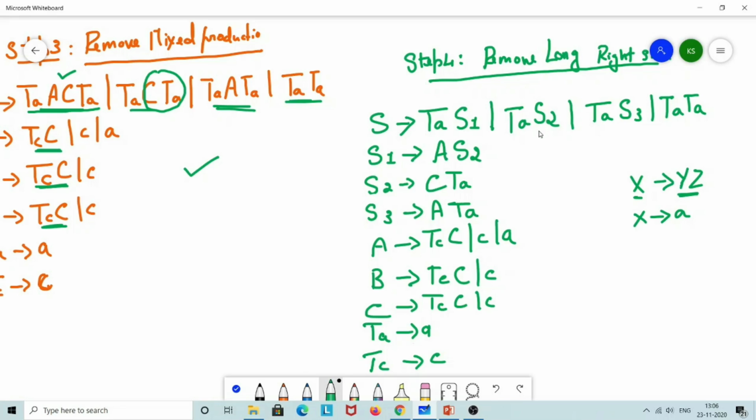So let us recall what we followed. First we removed the epsilon production, and the result of which is given as input to the next step, which is removal of unit production, after which I applied step 3, which is removal of mixed production, and finally step 4, removal of long right hand side. So this is the answer I get. These are the 4 steps that I need to follow to convert the grammar into Chomsky's normal form.